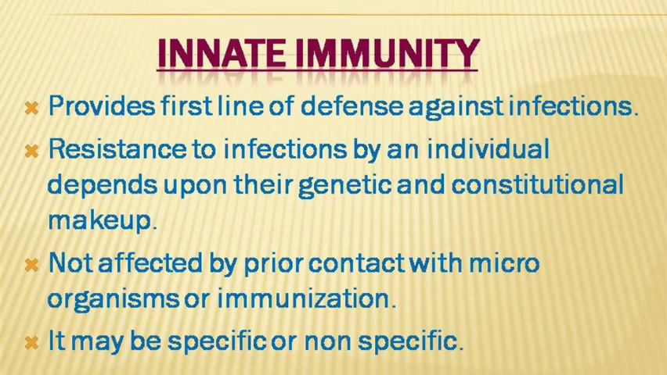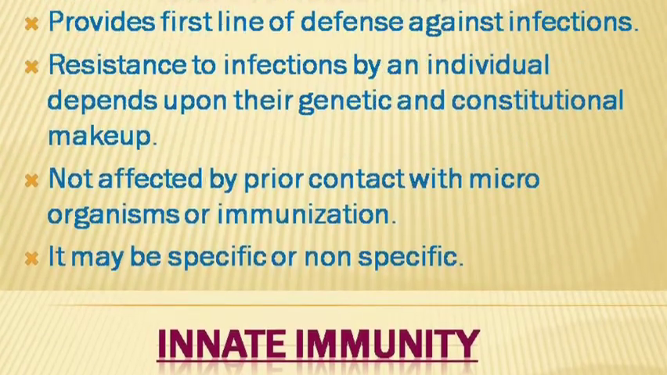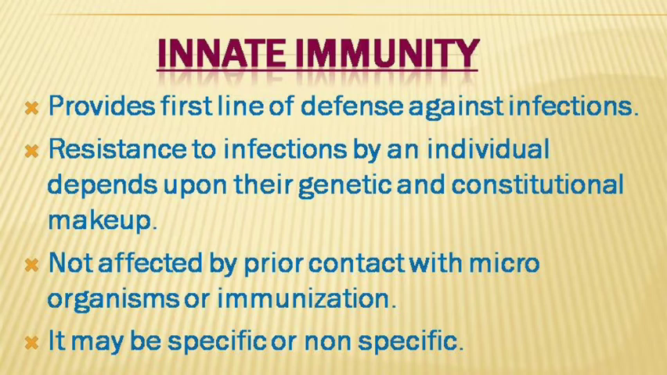First, about innate immunity. It provides a first line of defense against infections. It is a resistance to infections by an individual. It depends upon their genetic and constitutional makeup. It is not affected by any prior contact with these microorganisms or immunization. That is, there is no memory in innate immunity. It may be specific or non-specific. So it provides the first line of defense against infections, and it is already present inside the body from birth itself, and it is a resistance to infections by the constitutional makeup.